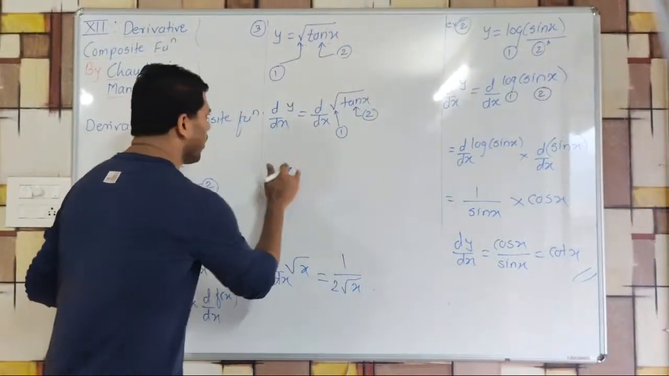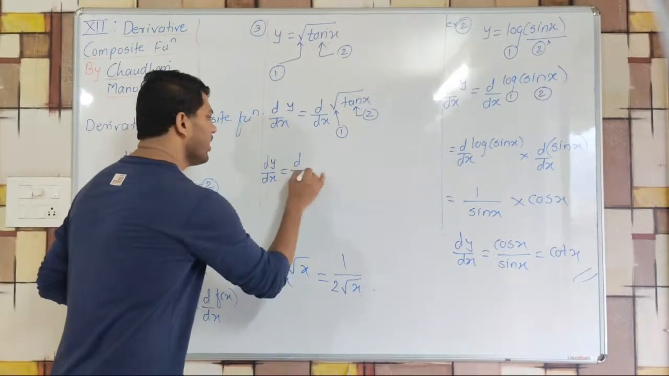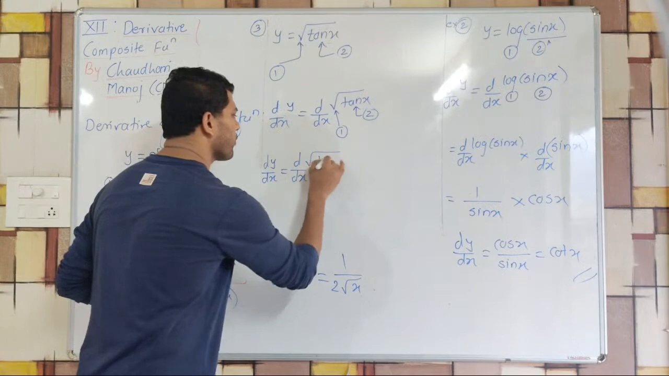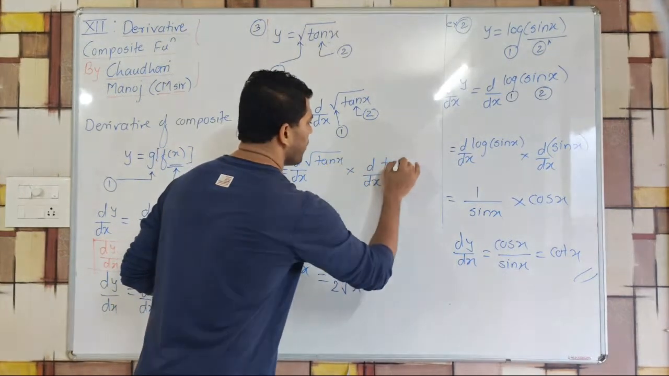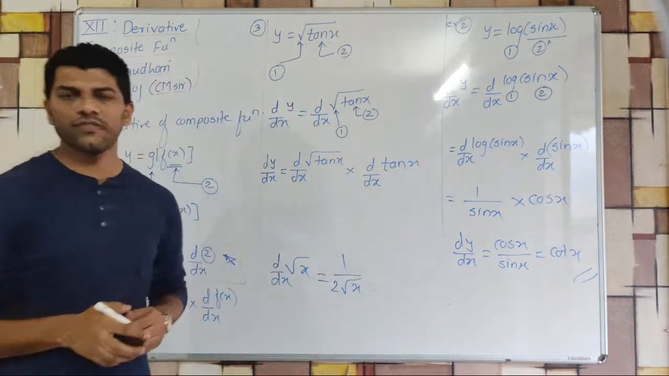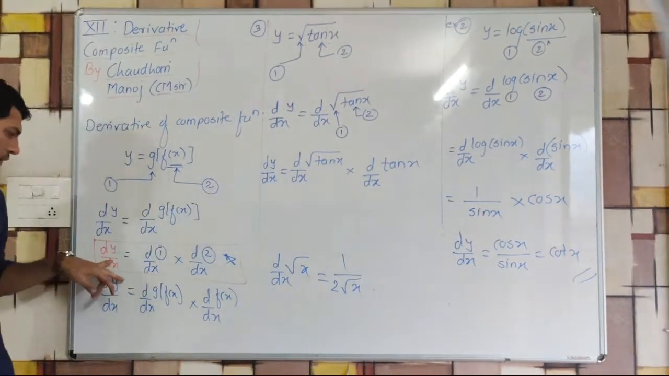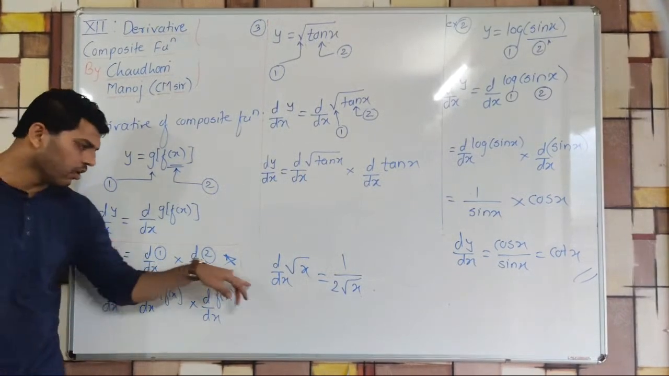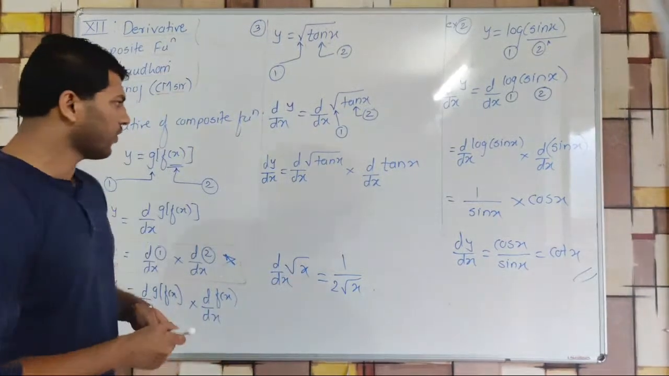So the way of finding a derivative in a composite function is the derivative of the first part into the derivative of the second part. Understand, this is a very important process. Finding the derivative of a composite is all about finding the derivative of the first part into the derivative of the second part, which is also called the chain rule in a composite function.